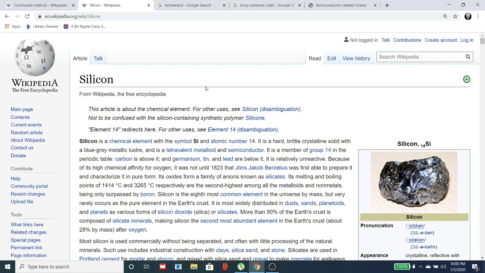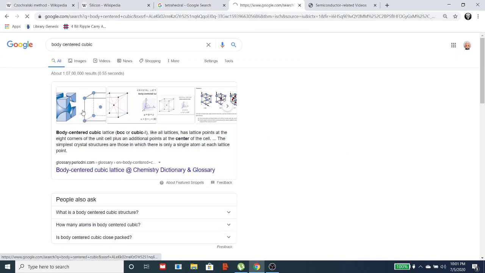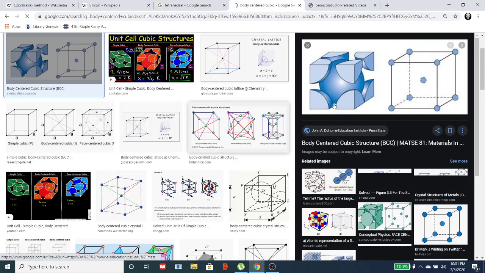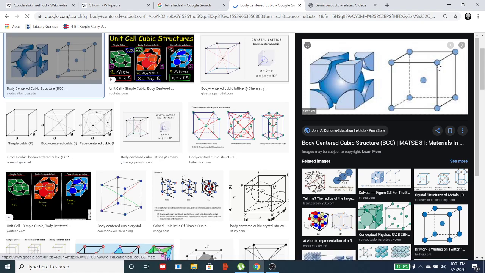Now let's look at the silicon structure. This one is the body-centered cubic. You can see it has a cube shape, and at every corner there is a silicon atom, so 8 silicon atoms are placed. It has some orientation. If you take this one as the origin, then this will be the x-axis, this the y-axis, and this the z-axis.